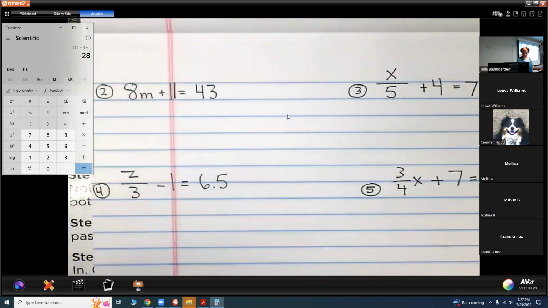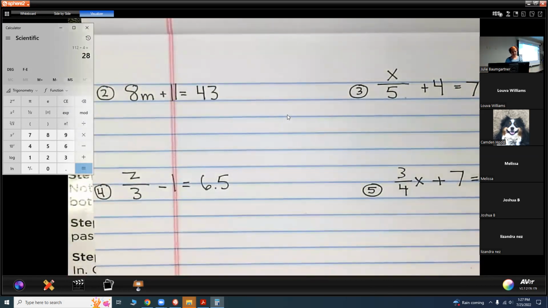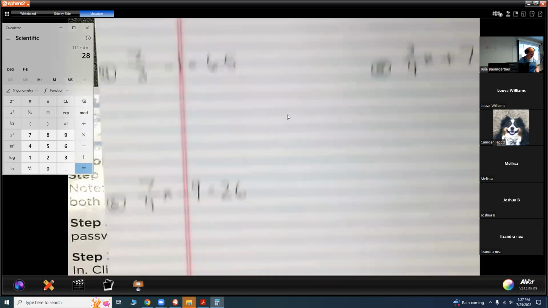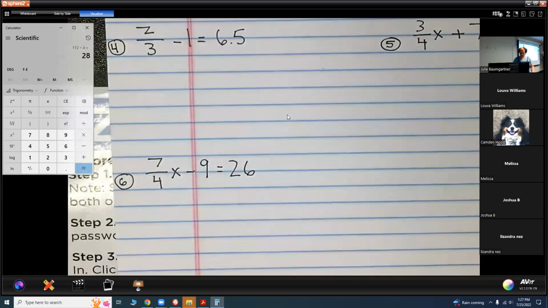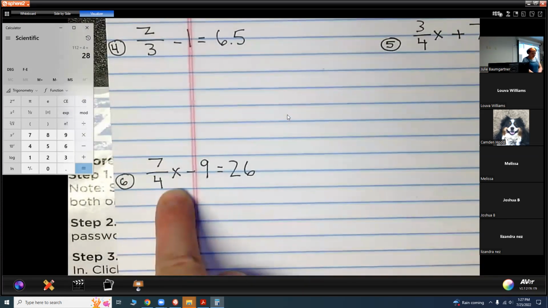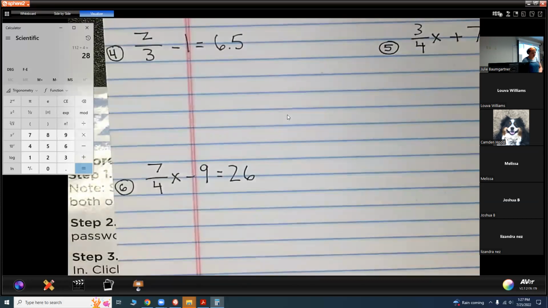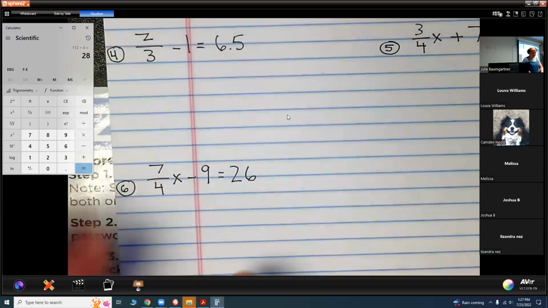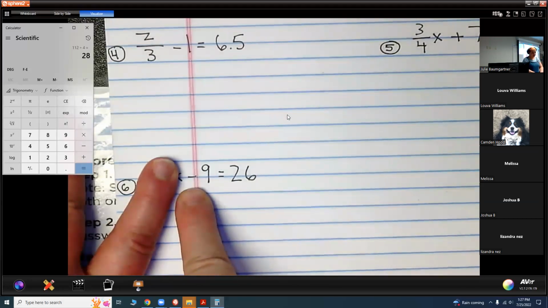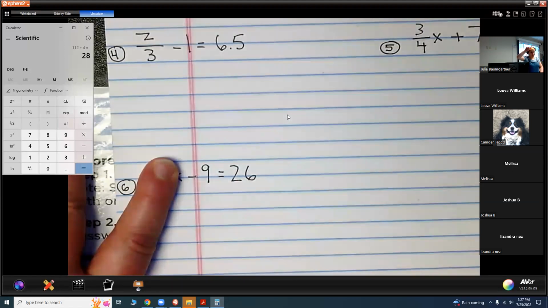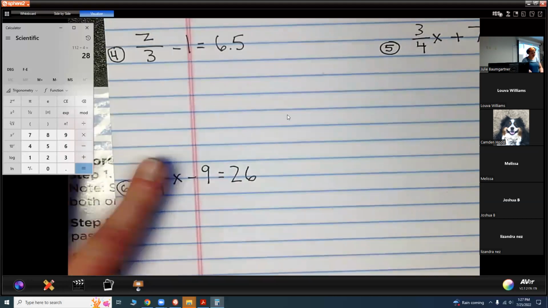Yeah. We can do. I'll do a harder one. Number 6. So 7/4 times x minus 9 equals 26. So remember that we start with any adding or subtracting first, because now we're solving equations. We're kind of doing the inverse order of operations.